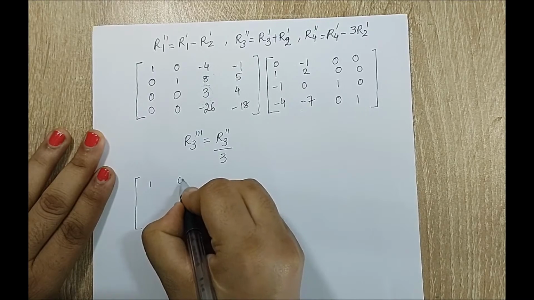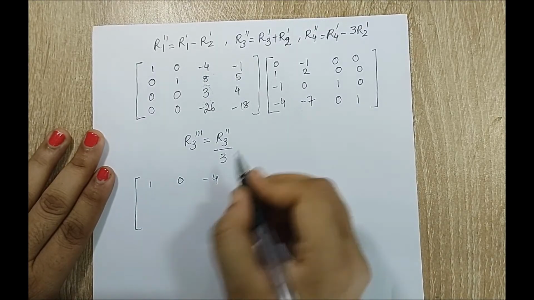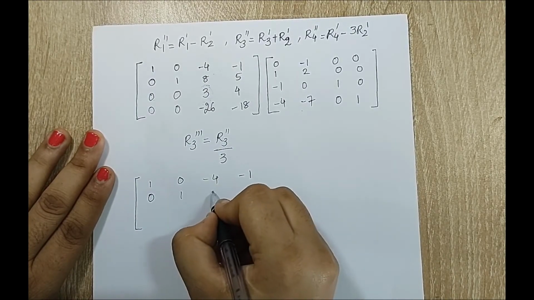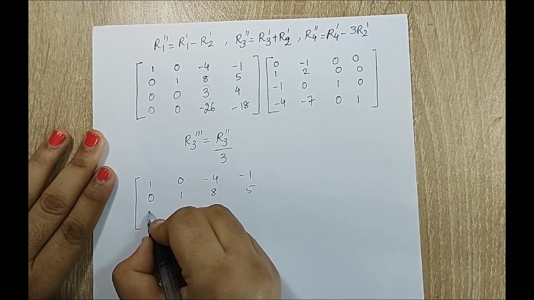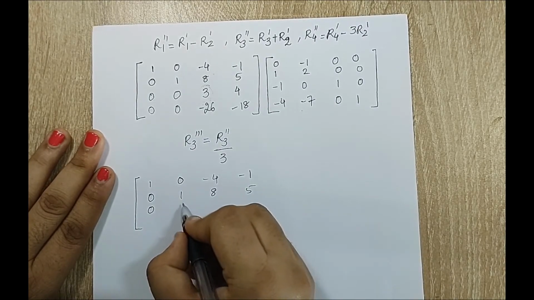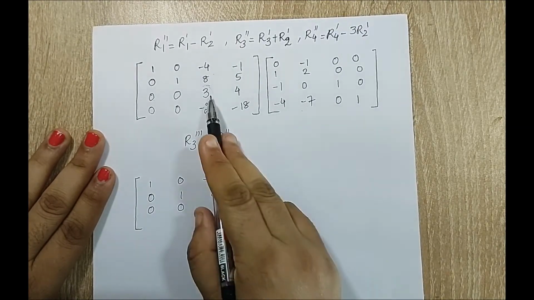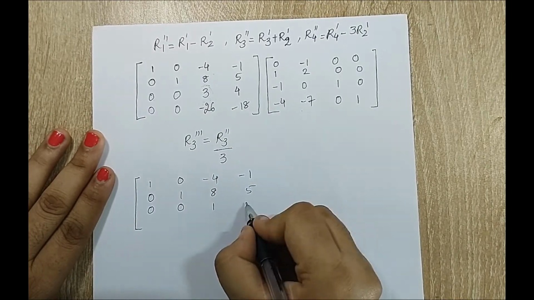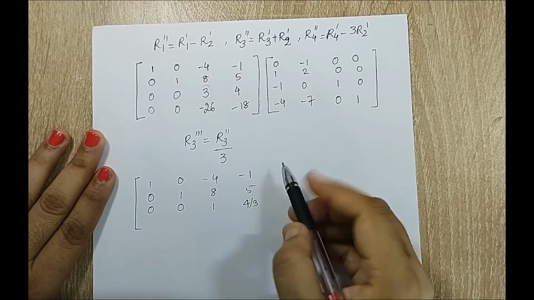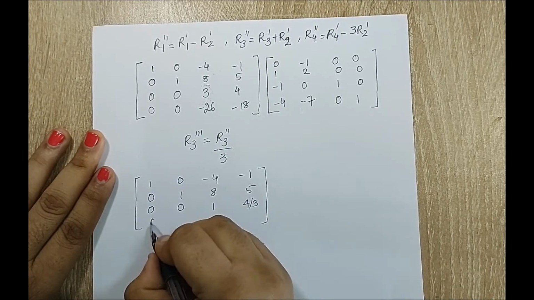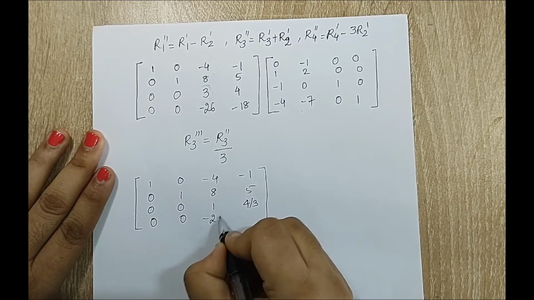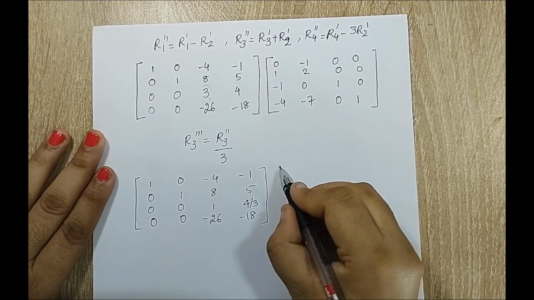First row will be 1, 0, minus 4, minus 1. It will remain the same. 0, 1, 8, 5 will remain the same. 0 divided by 3 is 0. 0 divided by 3 is 0. 3 divided by 3 is 1. And this will be 4 by 3. The last row will again remain the same: 0, 0, minus 26, minus 18.